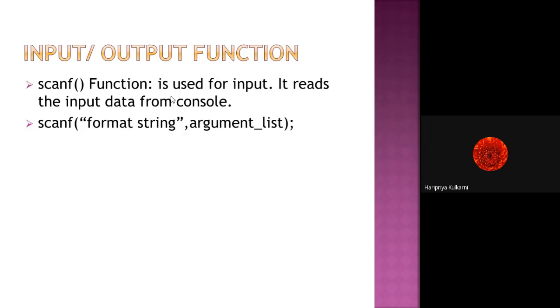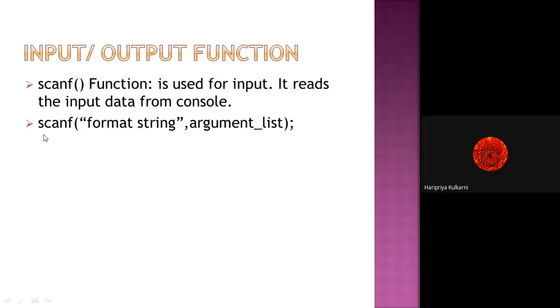So what scanf is doing, it is taking the input from the user and putting it into the memory, right? Therefore it is the input function. Whereas what printf is doing, it is printing something on the screen, so it is the output function. So printf is the output function, whereas scanf is the input function, right?